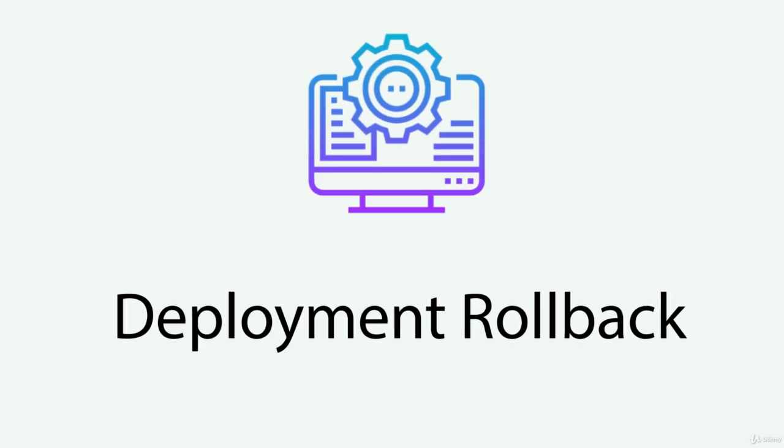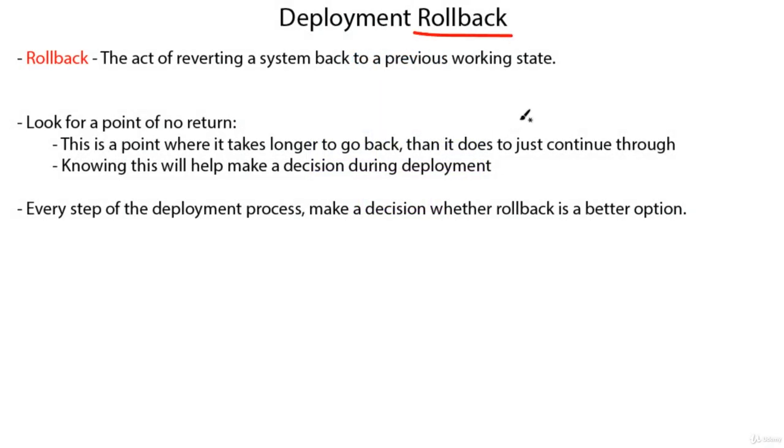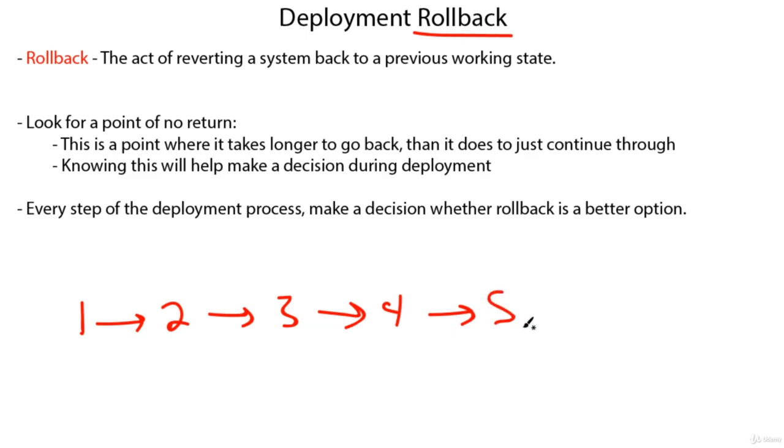I want to cover the idea of a deployment rollback. So the idea of a deployment rollback is, like I've been saying in the other lessons, that we can go backwards. So if we have these steps, let's say that we have step 1, and then that moves on to step 2, and then step 3, 4, and then let's say 5 is where it's fully deployed and working.